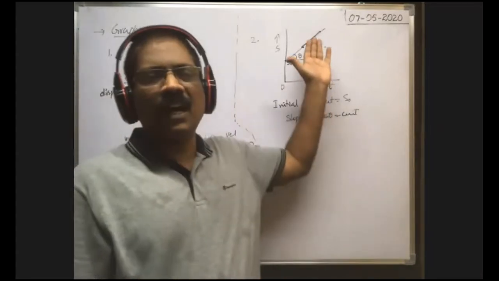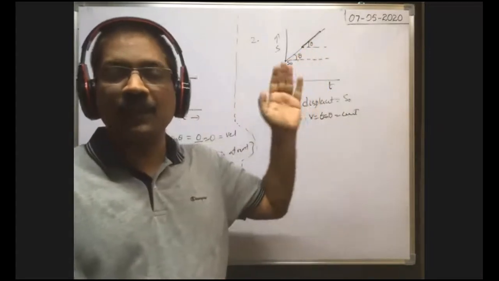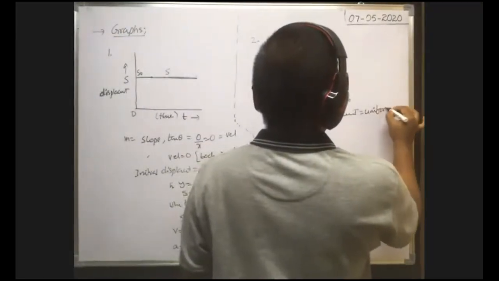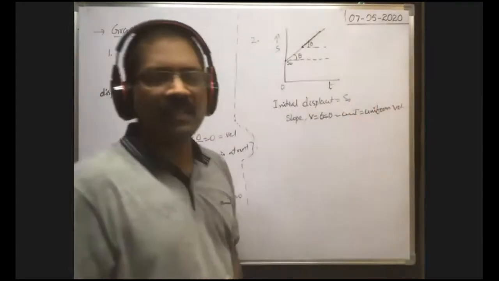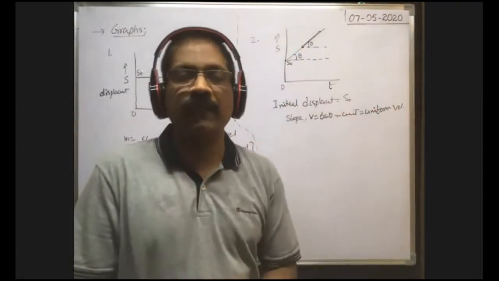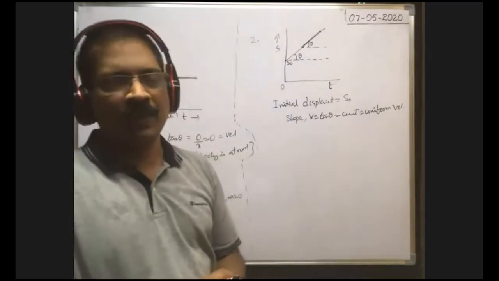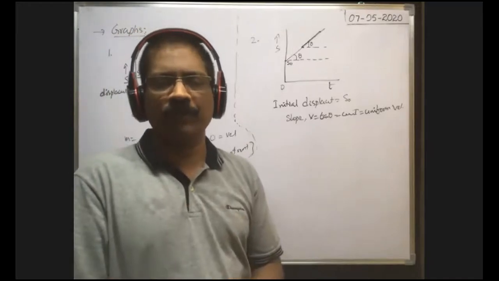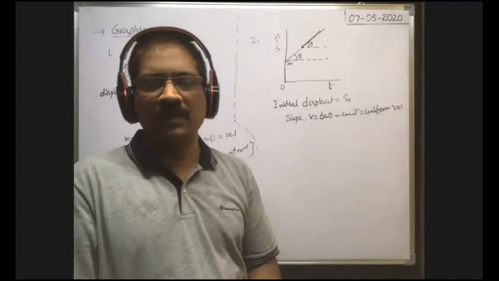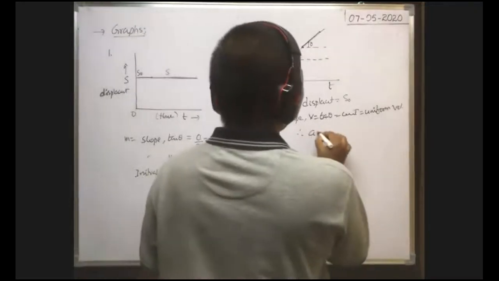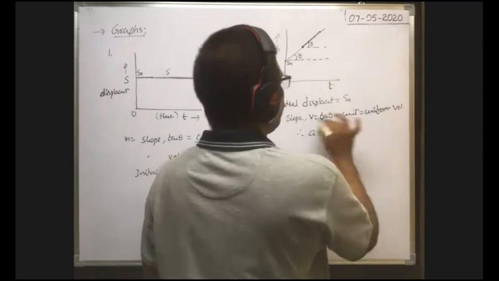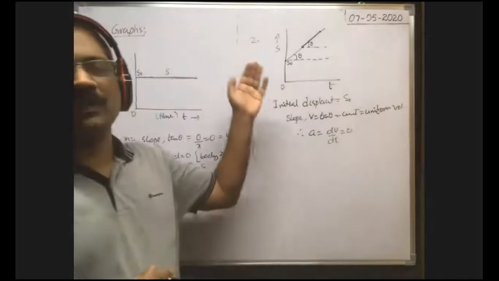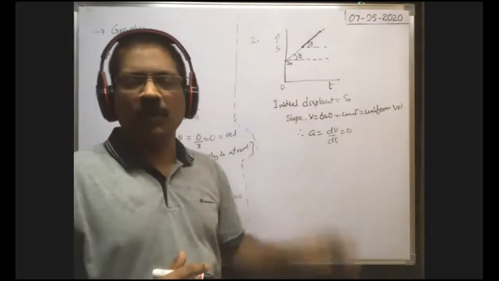This graph indicates the body travels with constant velocity or uniform velocity. So the ST graph in this case represents the body traveling with a constant velocity or uniform velocity. Whenever the body travels with a constant velocity, what about the acceleration of the body? 0. Because acceleration is equal to dv by dt. As v is equal to constant, when you differentiate a constant, you will get 0, no? That's why acceleration is equal to 0. So from this graph, it is clear that the acceleration of the body is 0.